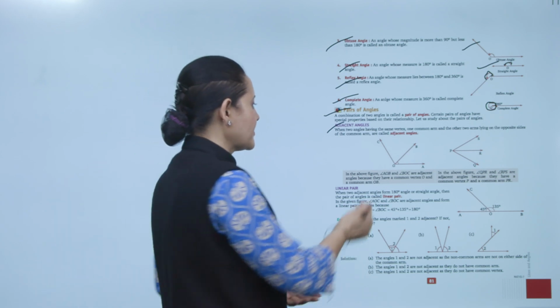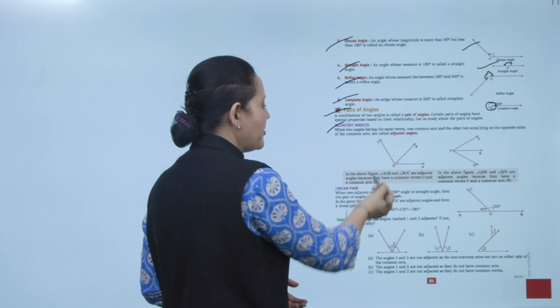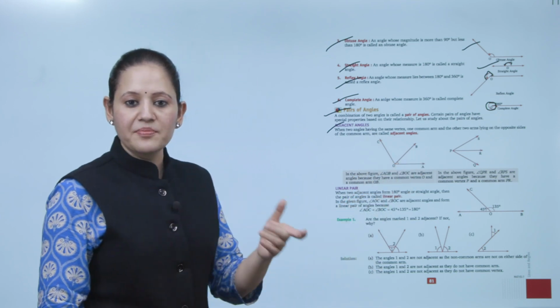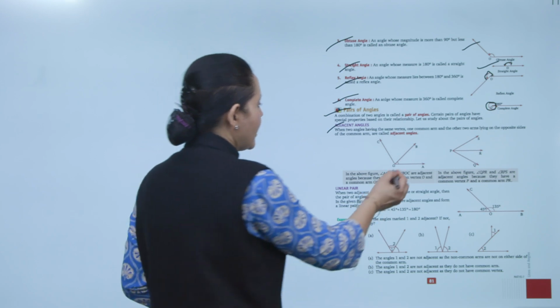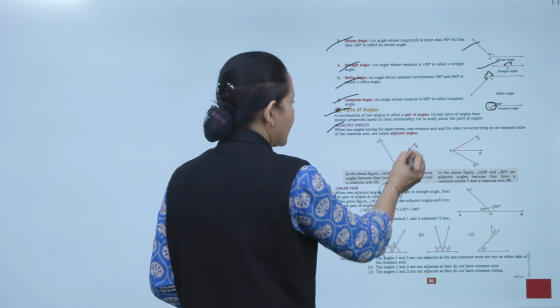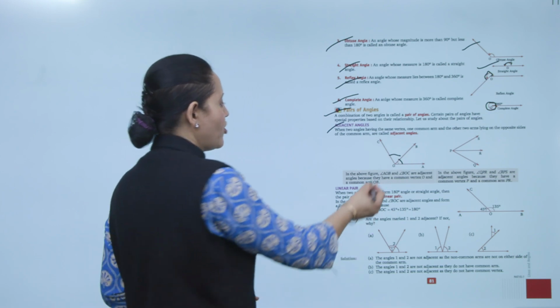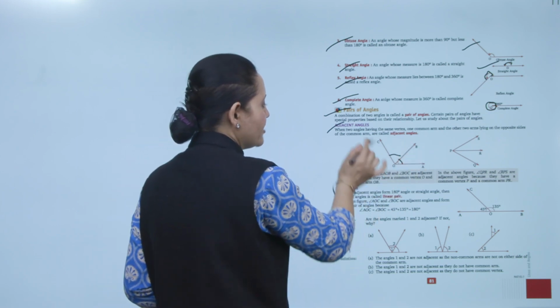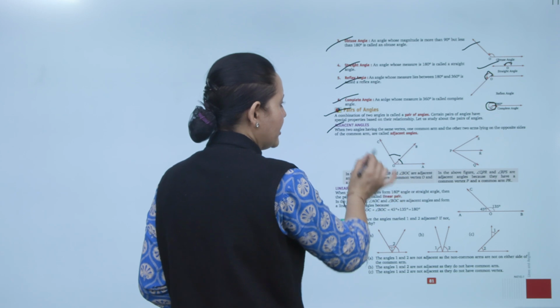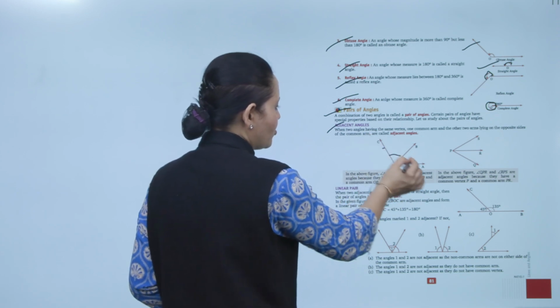Like here, you can see in the above figure AOB and BOC. AOB, this, and BOC, these two angles are adjacent angles. They have a common vertex, one common arm and the two other arms lying on the opposite sides, these two arms. Clear?